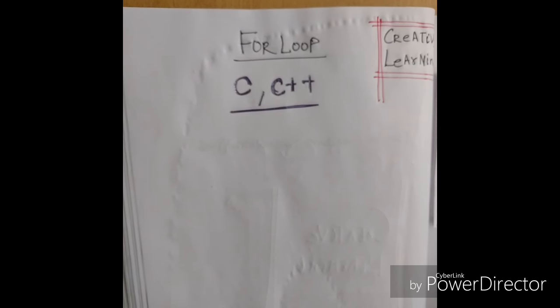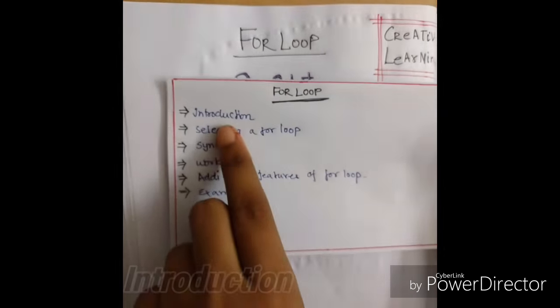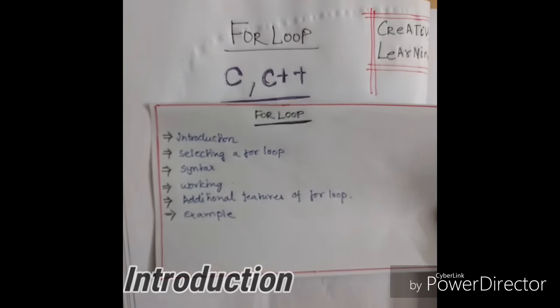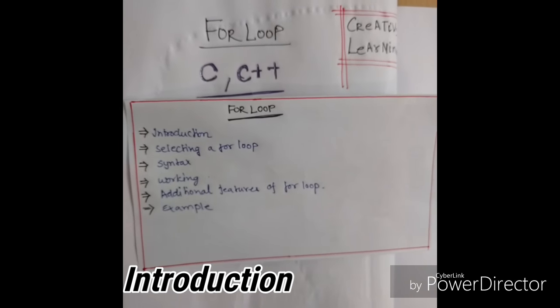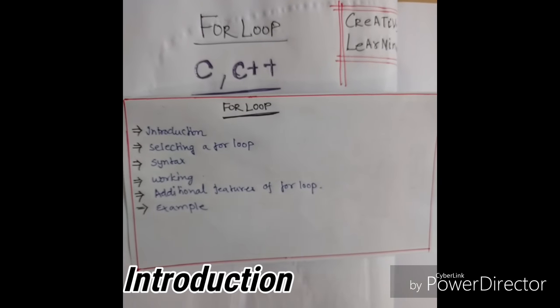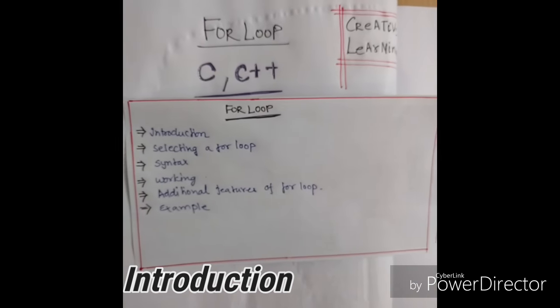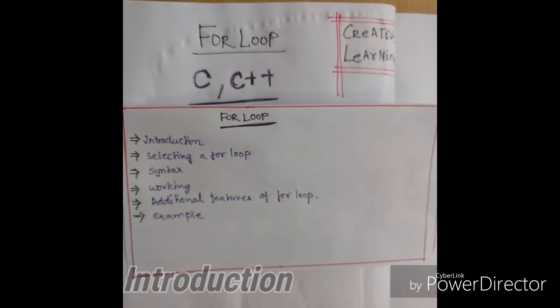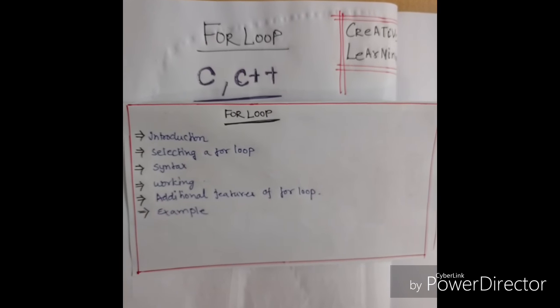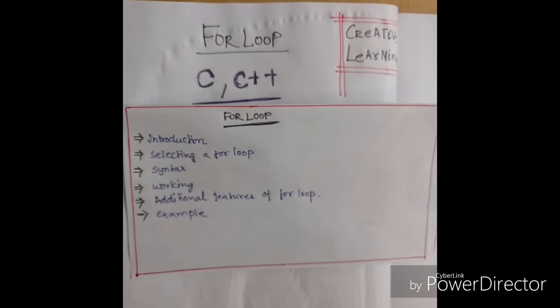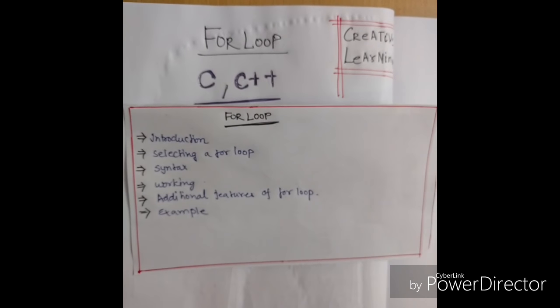Coming to the introduction, what is a for loop? A for loop is an iteration statement, also known as a looping statement. What is a looping statement? A looping statement is a statement which executes a set of commands till our condition is true, or until the condition becomes false.